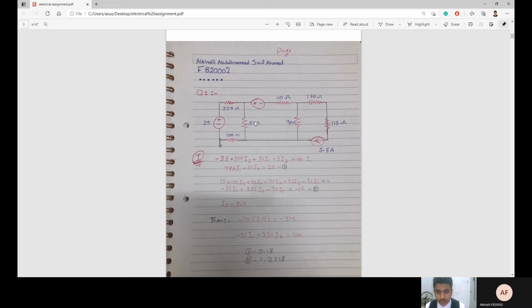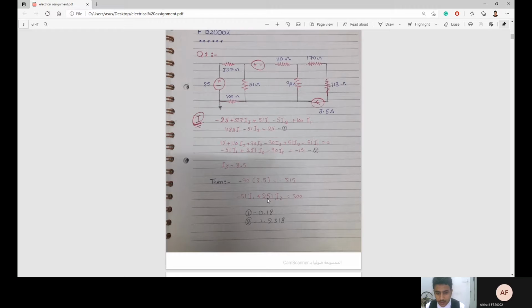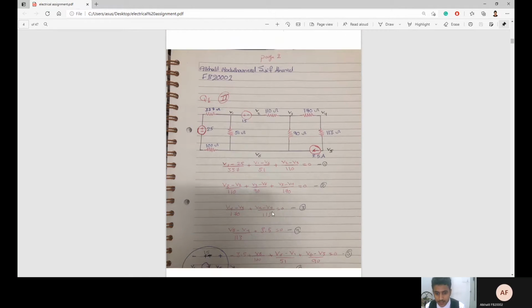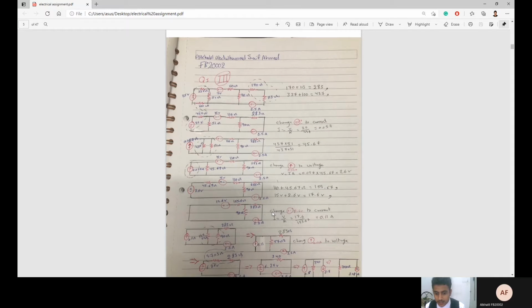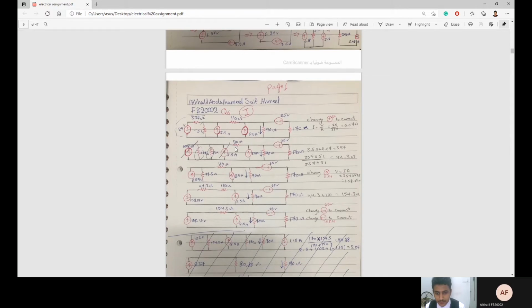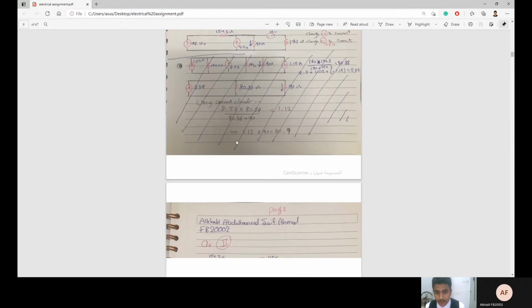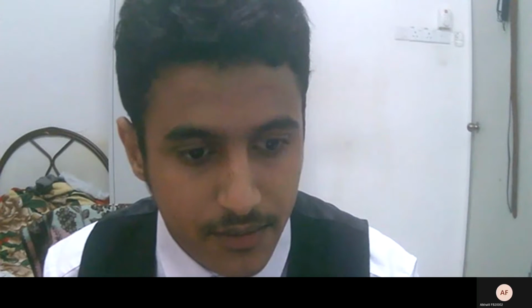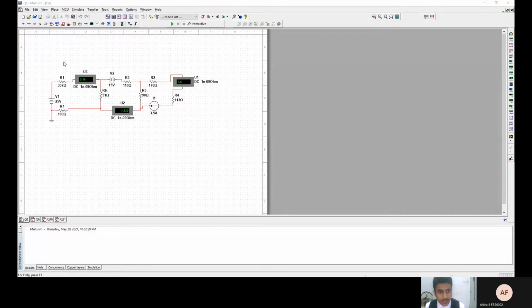In question number 1, we have a circuit and we have to do mesh analysis, and then the equations of nodal analysis, and then use source transformation. We go to Multisim. We see that we have the same answer as we solved for the circuit.